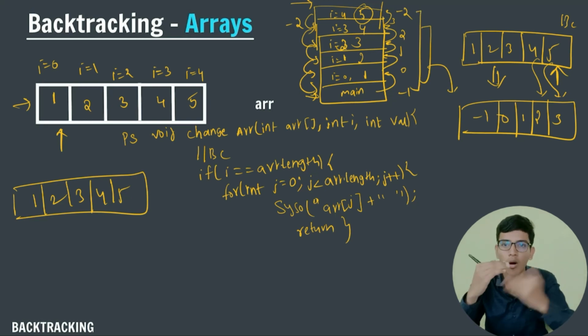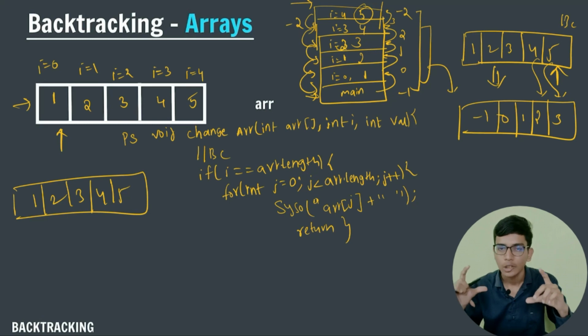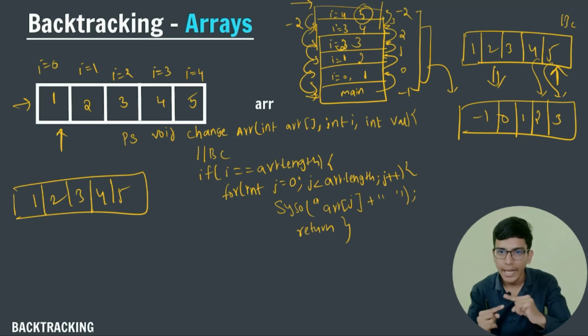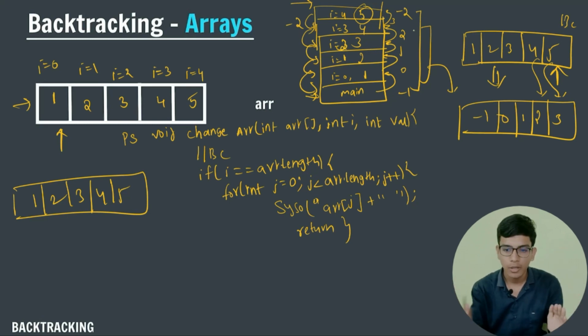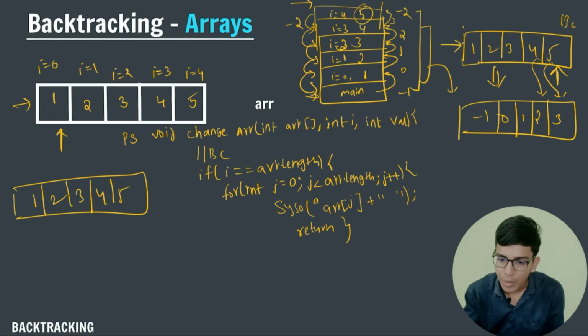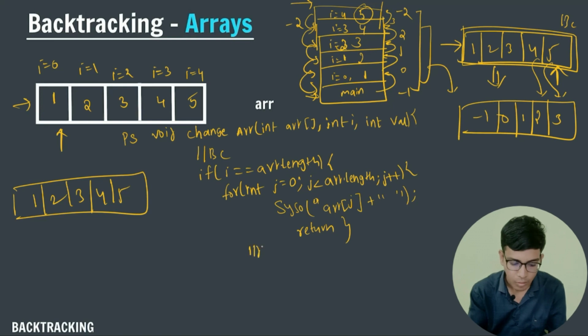So I have called all the functions of my stack. When I called all the functions of my stack, I am printing the array which is present right here. When I reach my base case, I will print all the elements right here. After that, what work am I doing? This is my recursion work.